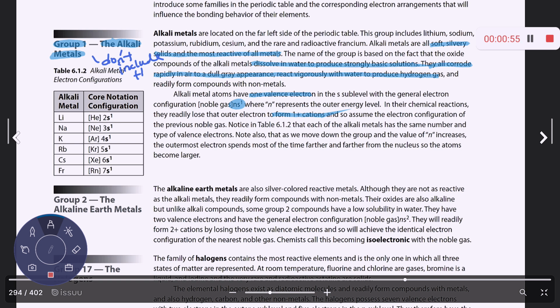The whole reason that they form +1 charges is because if all of the metals in group 1 lose their one valence electron, they will be content, and then they will form the nearest noble gas configuration, okay?